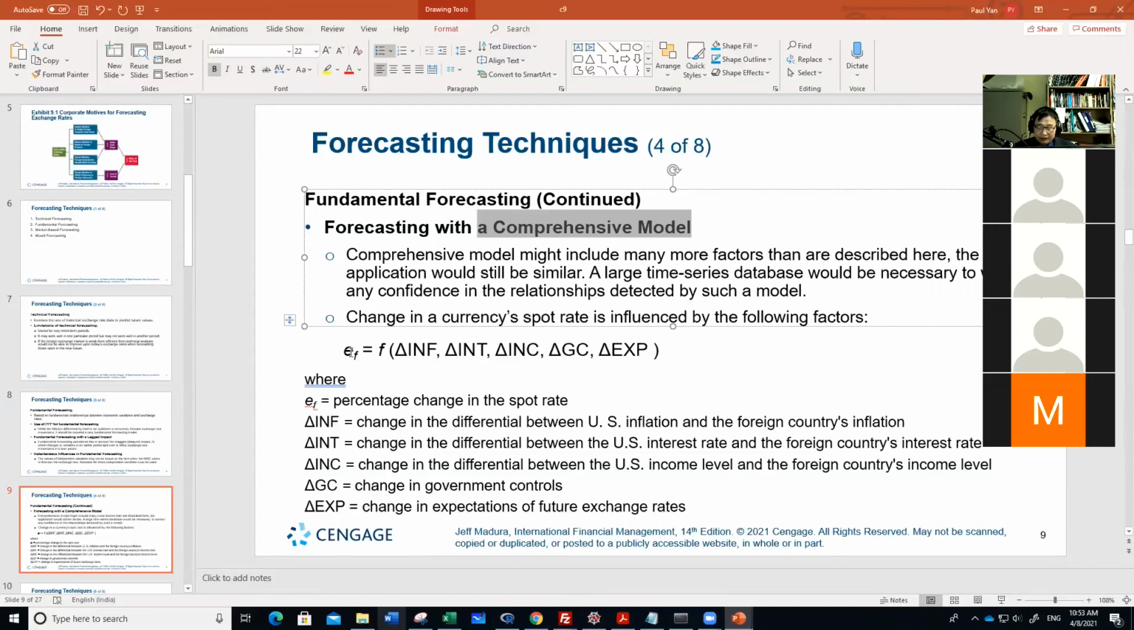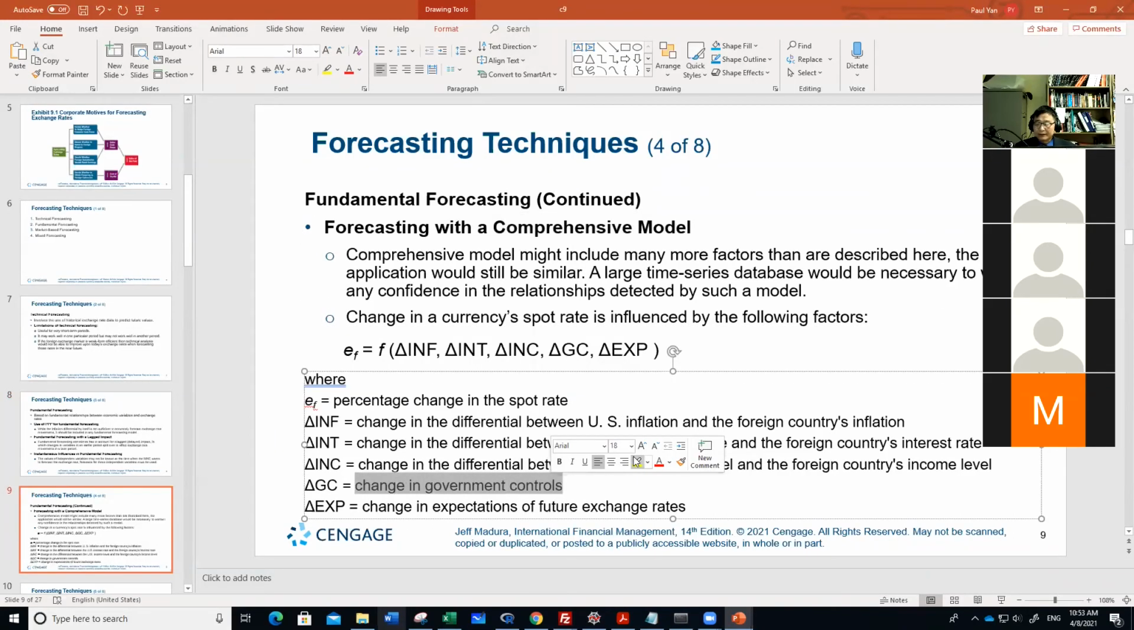So this is the change in foreign currency, maybe appreciation, depreciation. It depends on the change in the inflation rate, so this is the inflation rate differential, the first one. Interest rate differential, income differential, government control, and expectation. These are 1, 2, 3, 4, 5. Although we only have 5 variables, sometimes it's quite difficult to quantify. For example, as I mentioned, the government control itself is difficult to quantify, let alone change in government control. So this is just like a model.